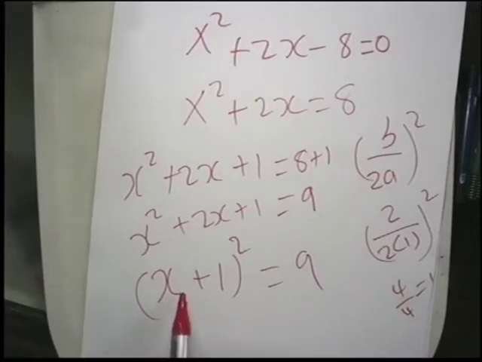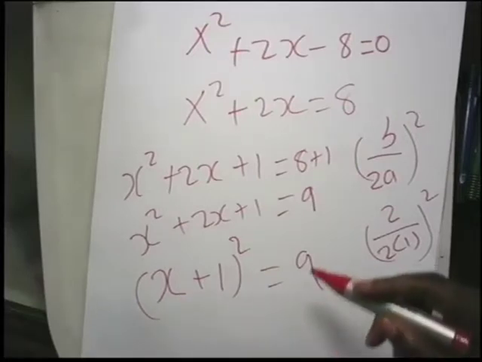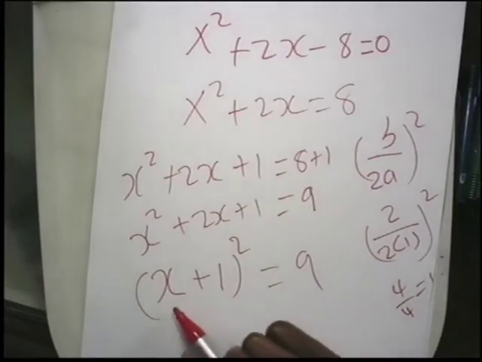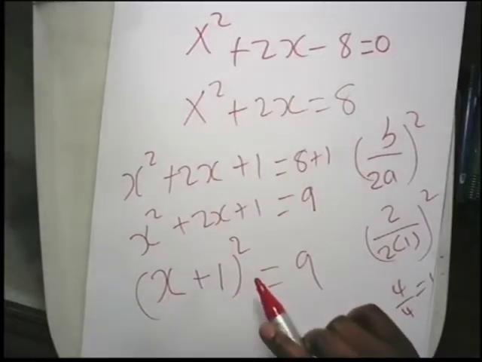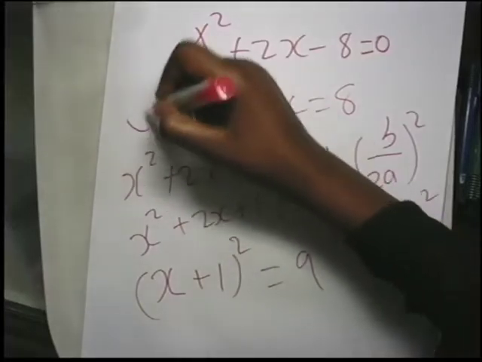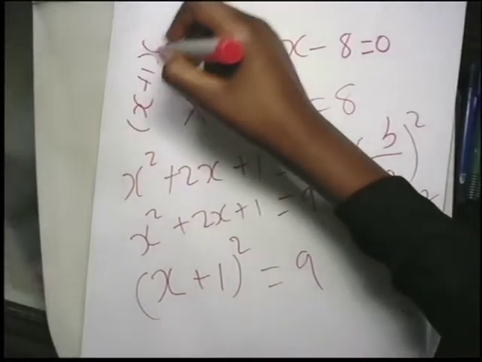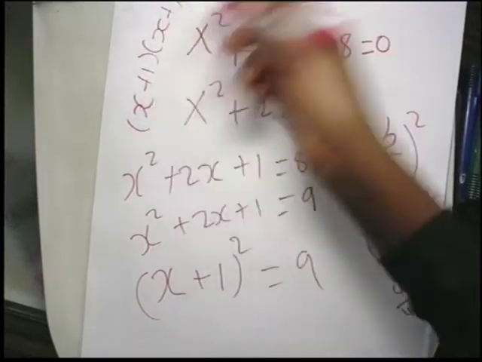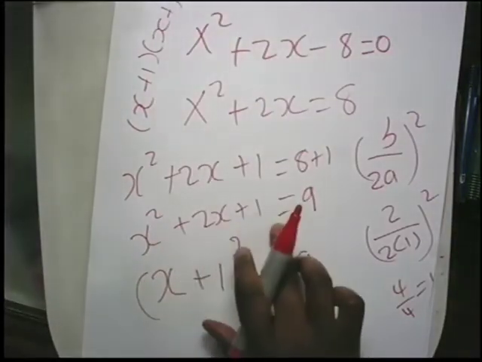Now, if you open up this bracket, how will you open it up? It means this whole bracket is multiplied by itself 2 times. Not times 2, but you are multiplying it 2 times. It's like (x + 1)(x + 1). Now, if you open up those brackets, you are going to get back to that.